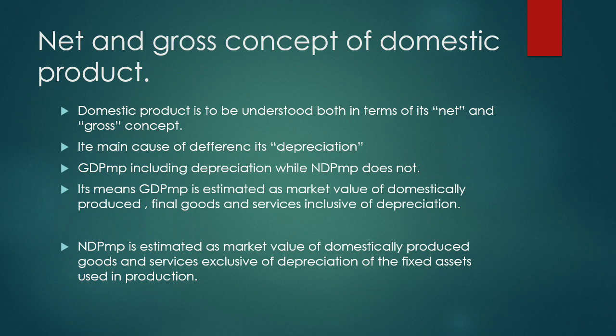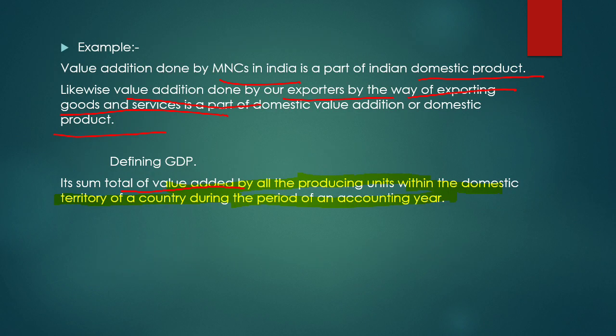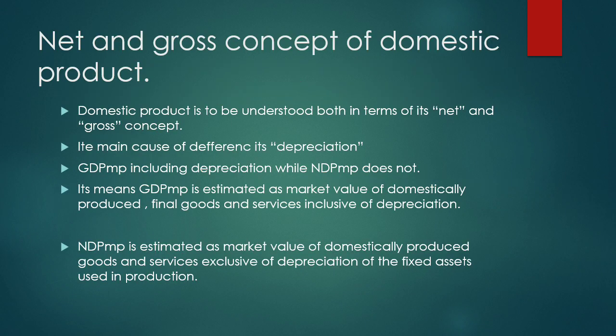So now we are going to learn about what is different between the net and gross concepts of domestic product. GDP is gross domestic product, and NDP is net domestic product. What is the difference between net and gross? Gross is something from which we have to deduct something so that we can get net. So it includes something that we deduct to reach the value of net. Okay, so that is gross.